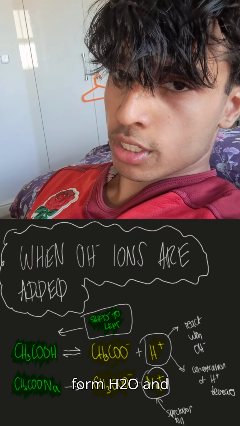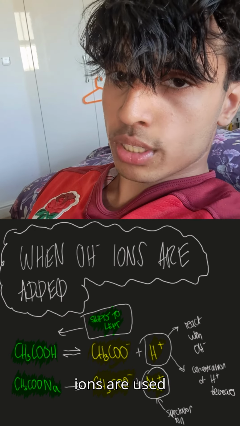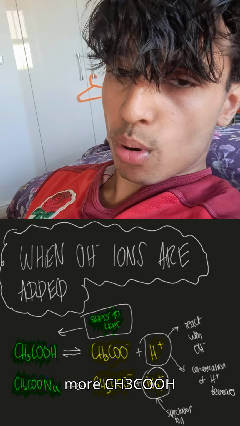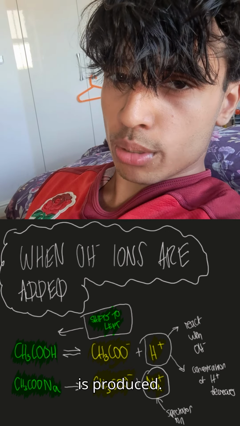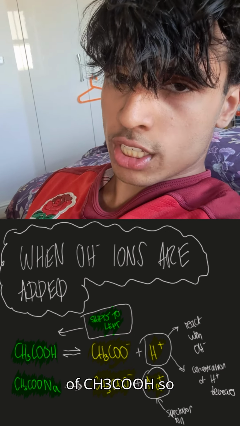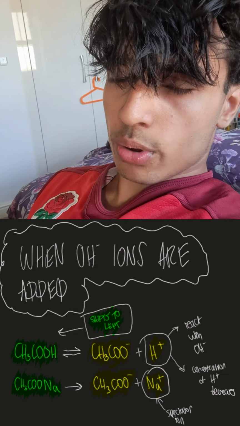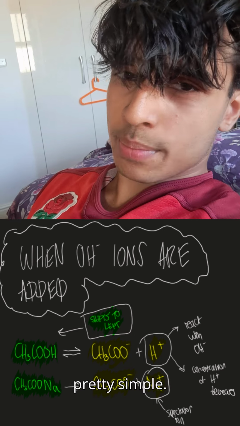OH- reacts with the H+ to form H2O, and hence H+ ions are used up. This causes equilibrium to shift to the left, okay? So more CH3COOH is produced. However, there is a large concentration of CH3COOH, so more can just dissociate to form the ethanoate ion and H+. Okay? It seems pretty simple.